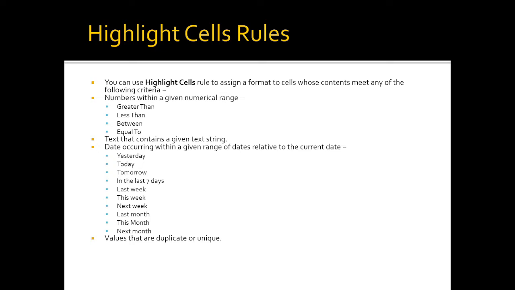Highlight cell rules. You can use highlight cell rules to assign a format to cells whose contents meet any of the following criteria. Numbers within a given numerical range, so greater than, less than, between, or equal to. Text that contains a given text string. Or dates occurring within a given range of dates relative to the current date: yesterday, today, tomorrow, in the last 7 days, last week, this week, next week, last month, this month, next month. And also we can highlight values that are duplicate or unique.